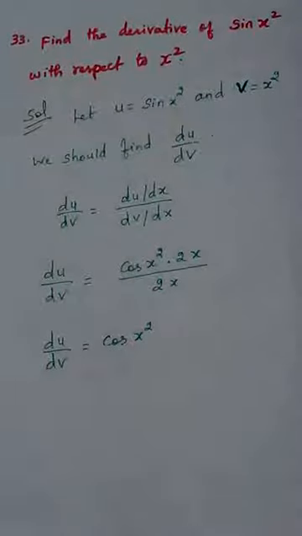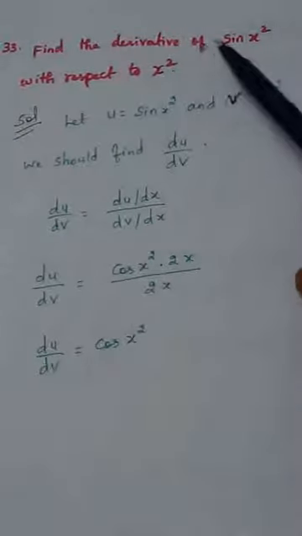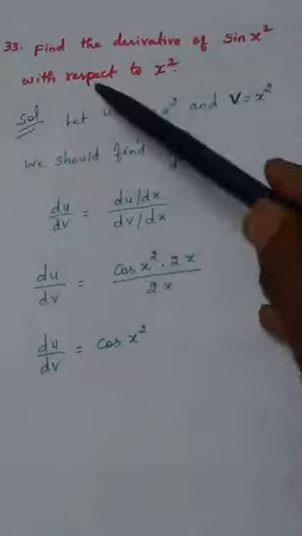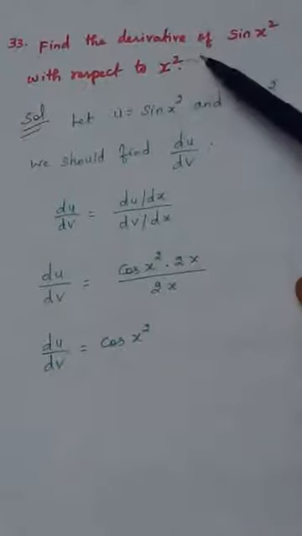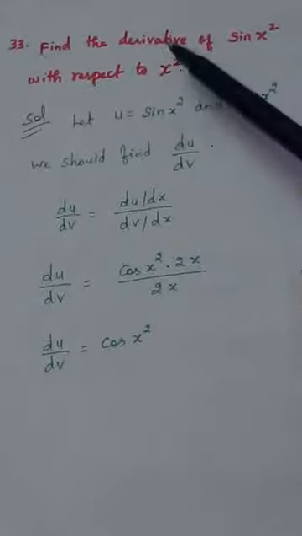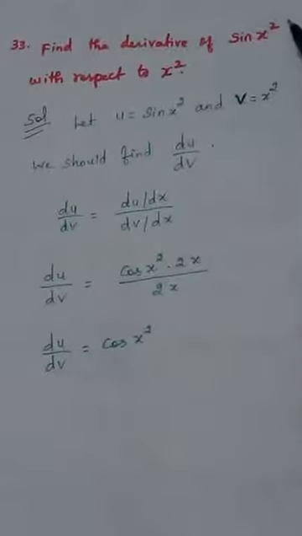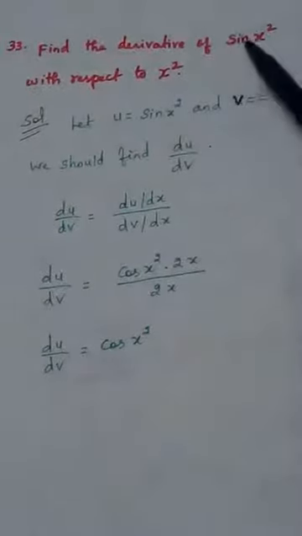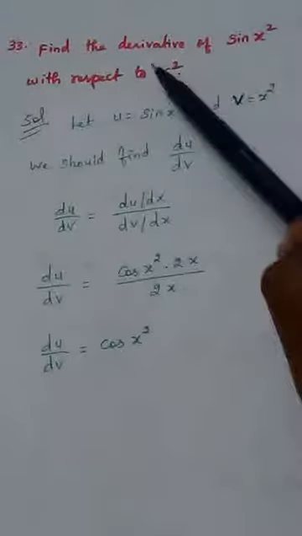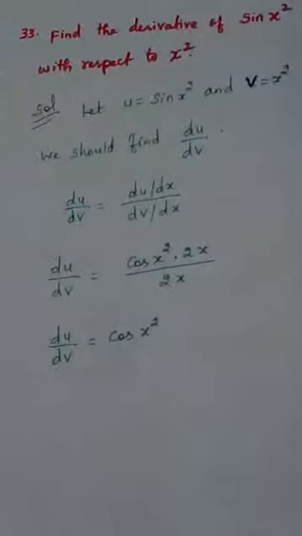Question number 33. Find the derivative of sin x square with respect to x square. Now this looks a little bit different. Find the derivative of sin x square. So we need to differentiate this with respect to x square.